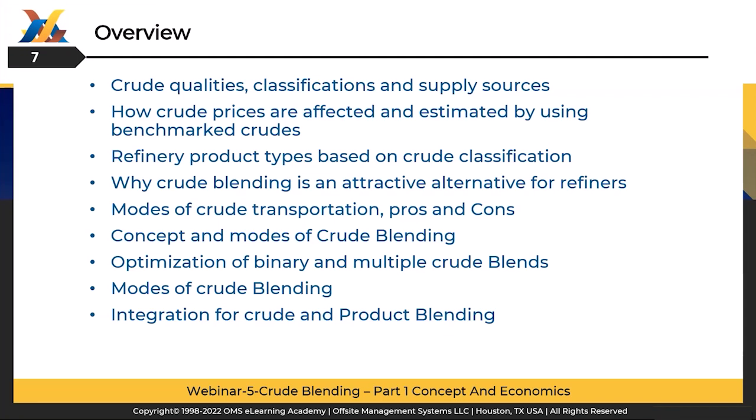How are the crudes transported from source to destination, its pros and cons. We'll talk about concept and modes of crude blending. And the most important feature of this webinar, it will show you how we can optimize 2 crude blends and 3 to 4 crude blends using a system developed in Excel by our academy. And we'll talk about the modes of crude blending and how the crude blending and product blending are integrated to make sure that we get the right type of crude and we produce the right type of products.